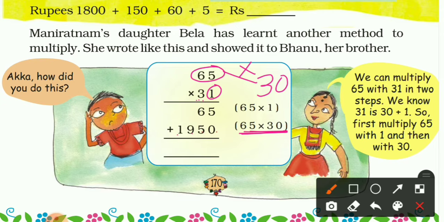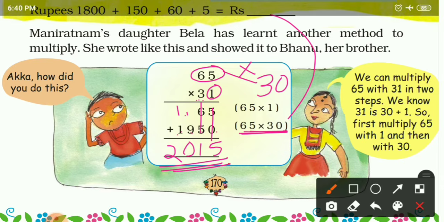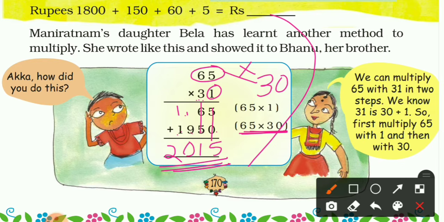So now add all this. 5 plus 0 is 5, 6 plus 5 is 11, 1 will be carried, 9 plus 1 is 10, 0 will be written here, and now 1 and 1 is 2. 2015 rupees. So both give the same answer, but the ways of multiplication are different. And now here she is explaining how she multiplied.